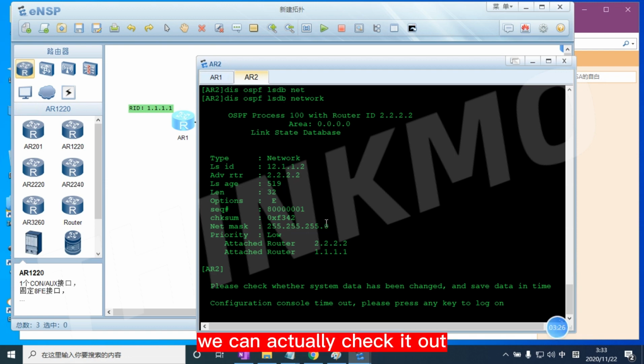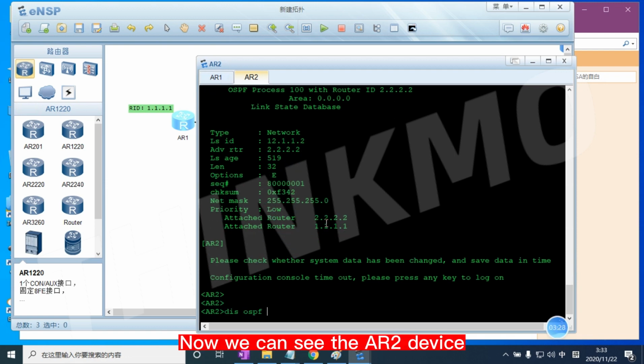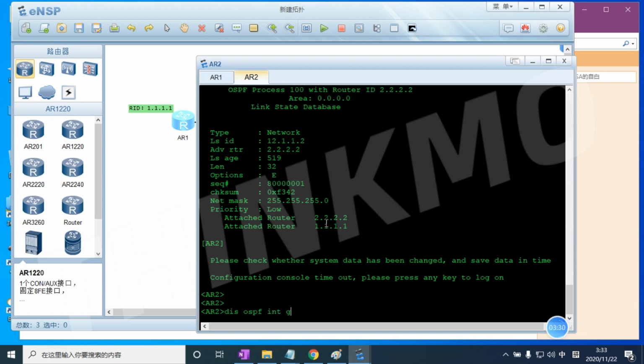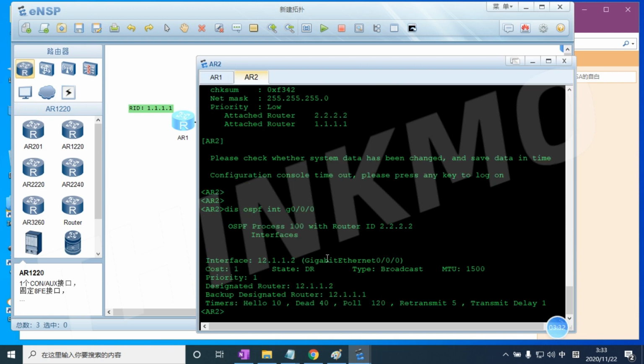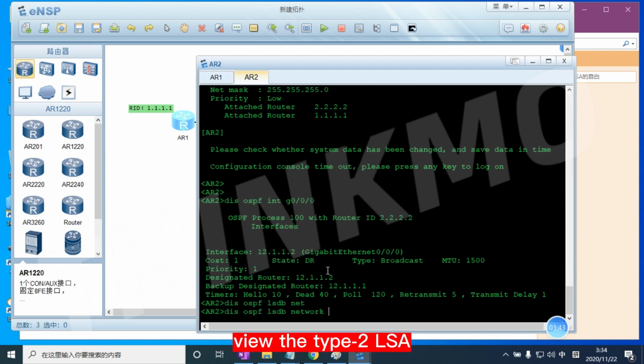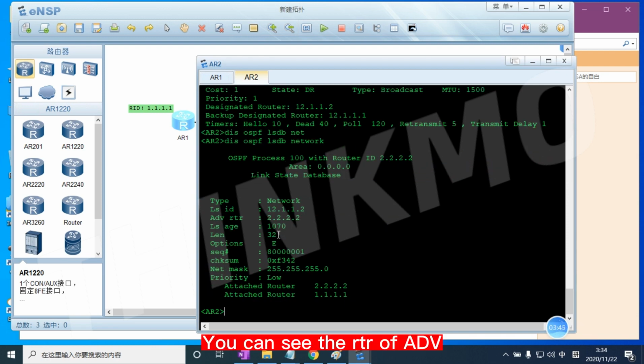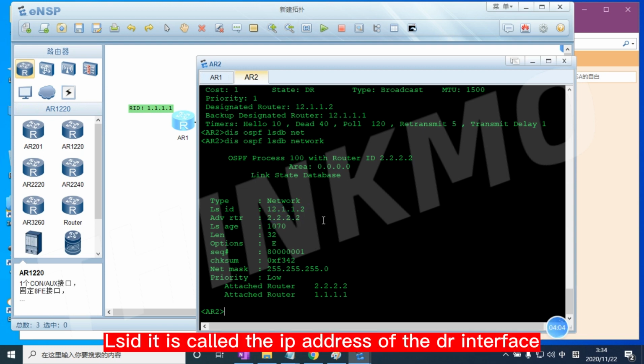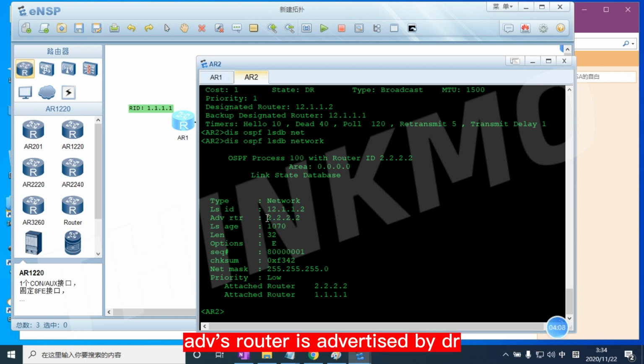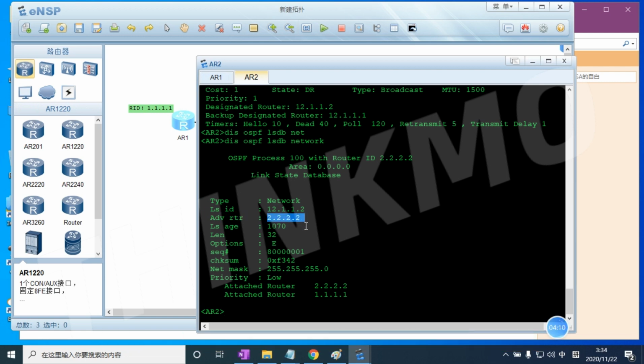We can actually check it out. Now we can see the AR2 device has a state of DR. Then we can keep going and view the Type 2 LSA. You can see the ADV Router, which is the advertising router. It was advertised by the DR, 2.2.2.2. The LSID is the IP address of the DR interface, and the ADV router is advertised by the DR.